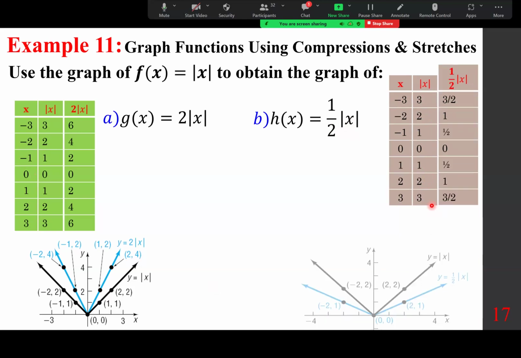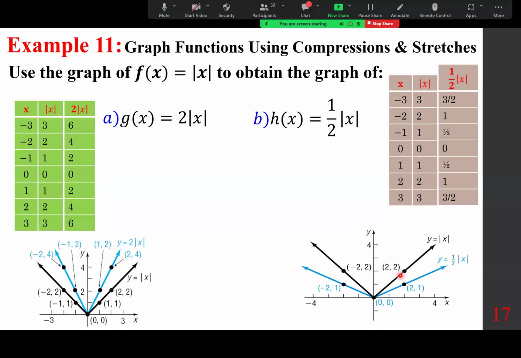If you look at this function, 0, 0 doesn't change, but for 2, 2, the 2 remains and the y coordinate, half of that, is 1. And negative 2, 2, again negative 2 remains, half of 2 is 1, so it becomes closer to the x-axis. This one gets closer to the y-axis. This one gets closer to the x-axis. It's sluggish. Just to give you an idea how the graph will work.